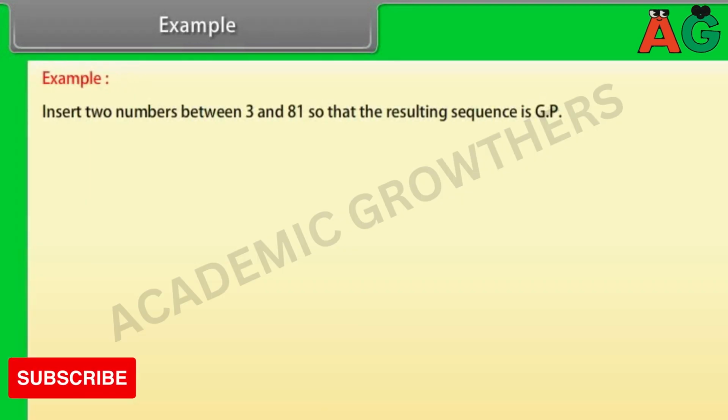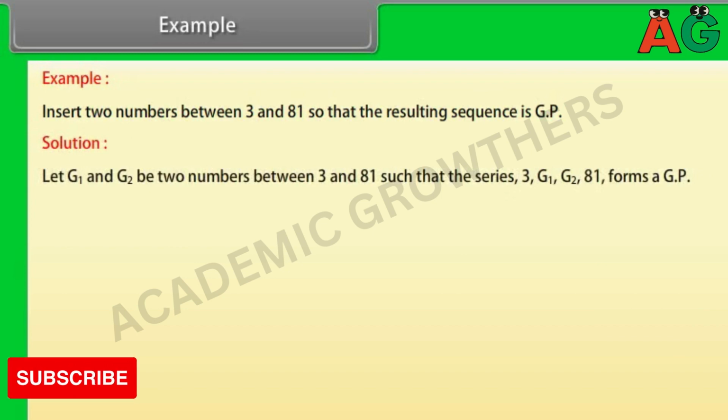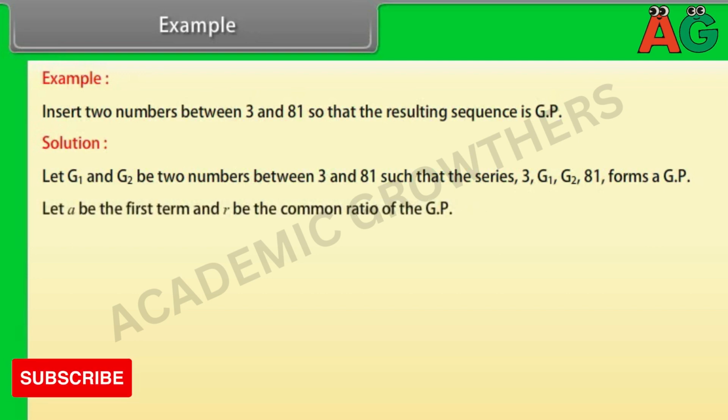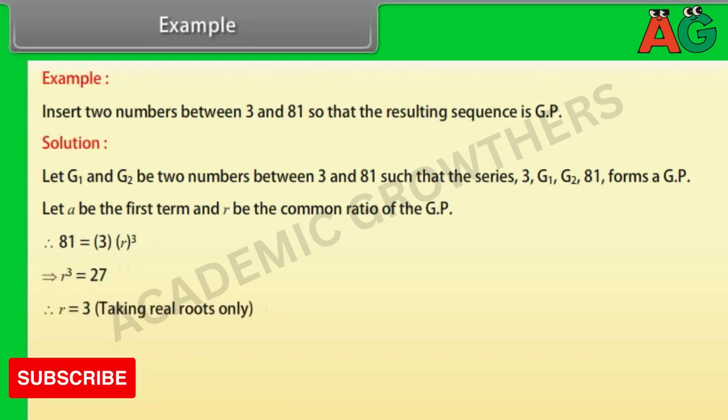Example. Insert two numbers between 3 and 81 so that the resulting sequence is GP. Solution. Let G1 and G2 be two numbers between 3 and 81 such that the series 3, G1, G2, 81 forms a GP. Let A be the first term and R be the common ratio of the GP. Therefore, 81 is equal to 3 into R cube. It implies R cube is equal to 27. Therefore, R is equal to 3, taking real roots only.